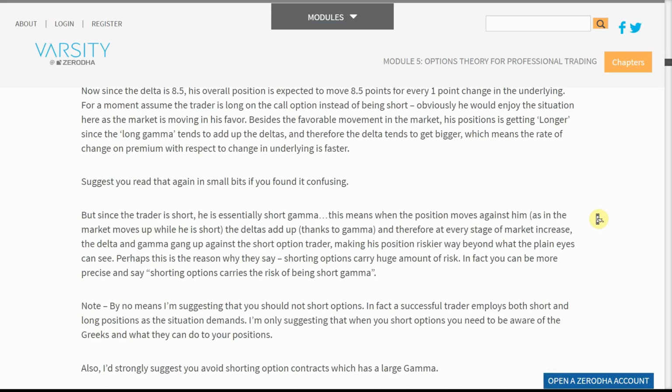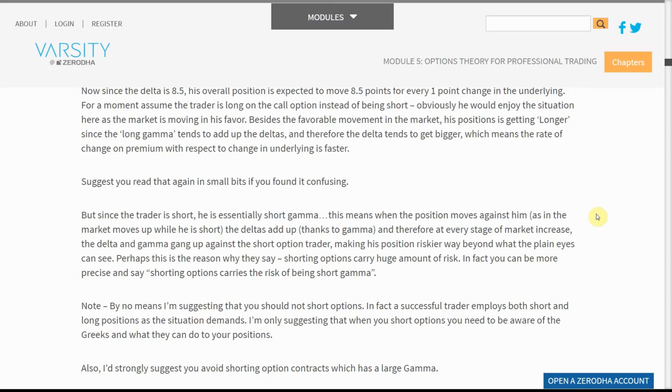Now since the delta is 8.5, his overall position is expected to move 8.5 points for every 1 point change in the underlying. For a moment assume the trader is long on the call option instead of being short. Obviously he would enjoy the situation here as the market is moving in his favor. Besides the favorable movement in the market, his position is getting longer since the long gamma tends to add up the deltas, and therefore the delta tends to get bigger, which means the rate of change on premium with respect to change in underlying is faster. Suggest you read that again in small bits if you found it confusing.